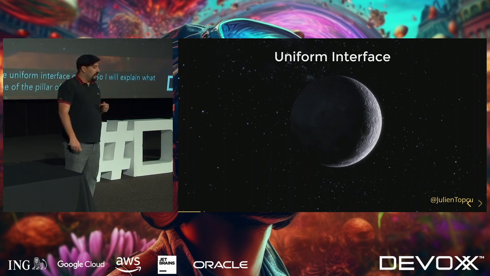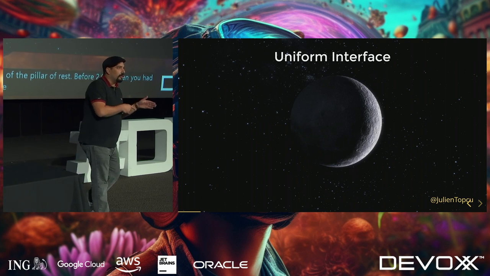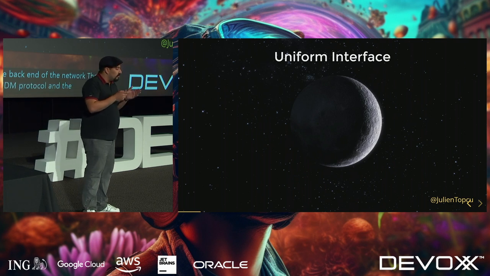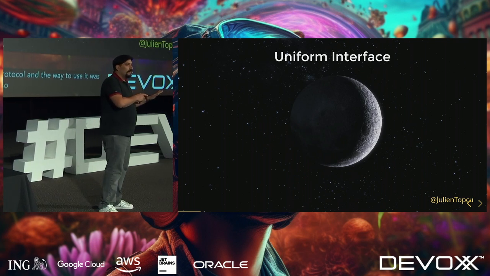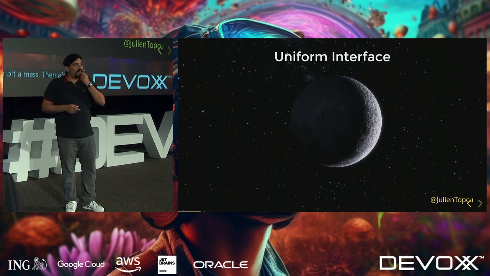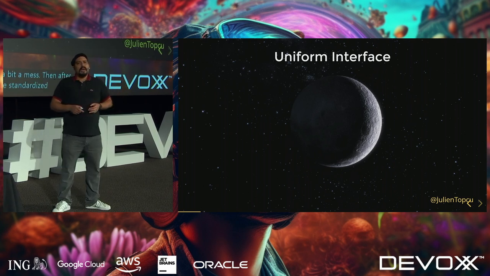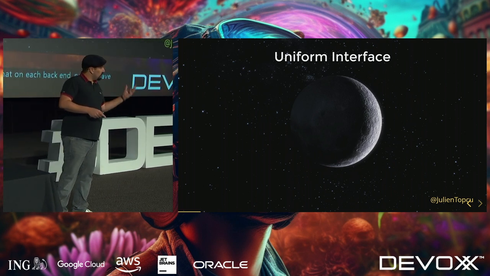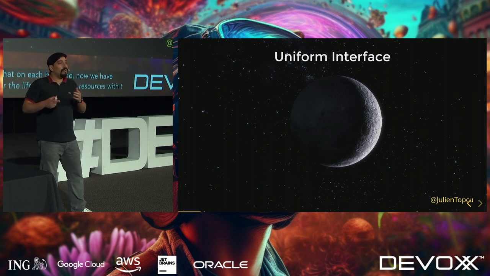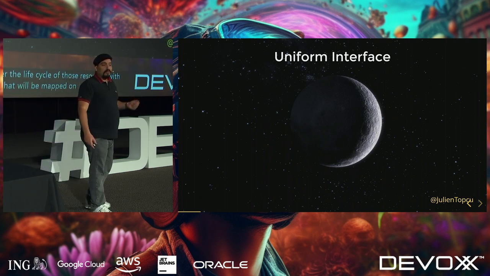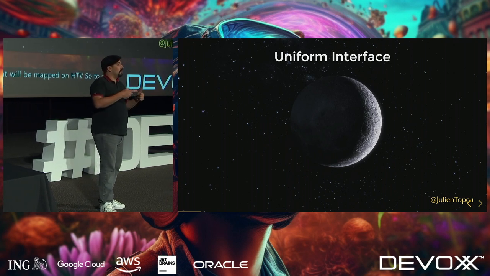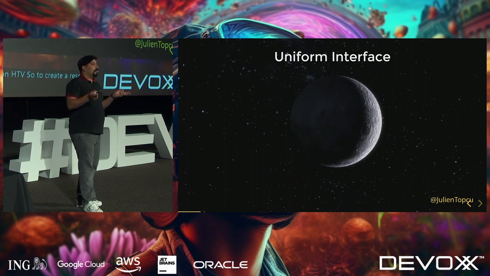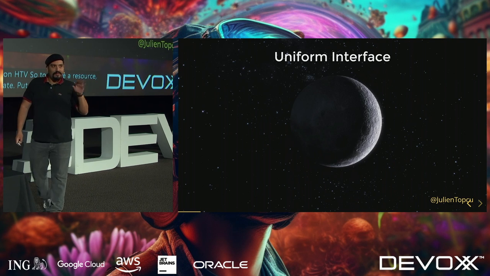Before 2000, when you had to communicate with the backend over the network, the only thing you had was the HTTP protocol. And the way to use it was really specific to that backend, so it was a bit of a mess. Then, after 2000, REST came and said, OK, we'll standardize things a bit, and we'll say that on each backend, now we have resources. We will express the life cycle of those resources with the CRUD paradigm, which will be mapped on HTTP methods. So to create a resource, a POST; to read a resource, a GET; update, PUT or PATCH; and delete is DELETE. So you have it.